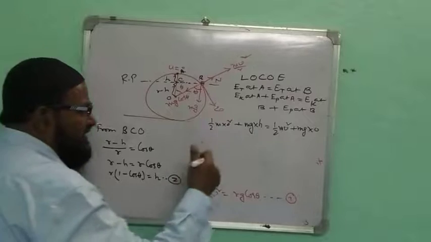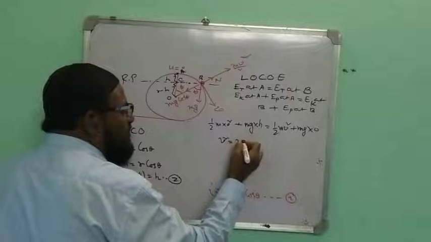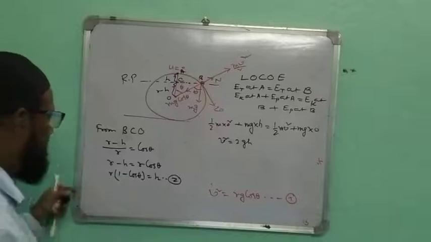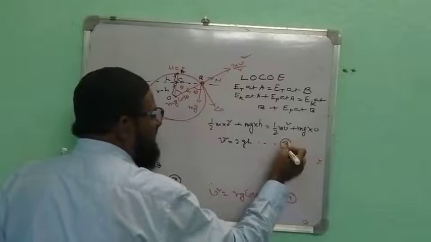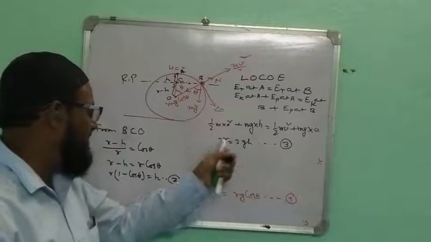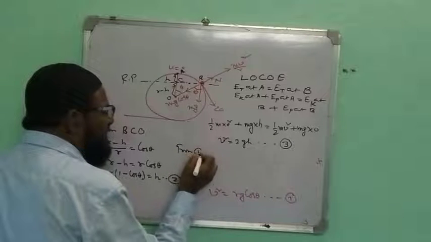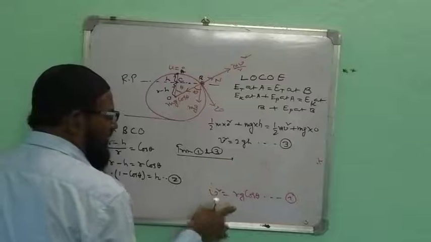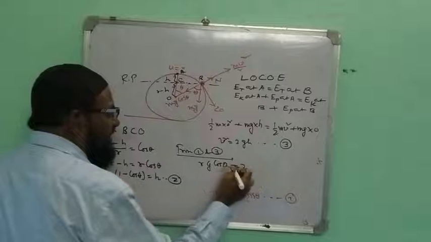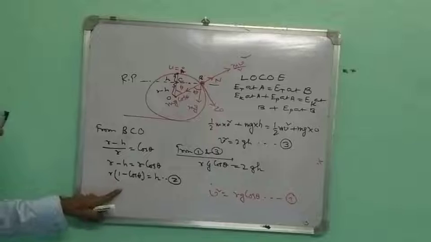Now from here, v square equal to 2gh. This is equation number 3. Now compare 1 and 3. From equations 1 and 3, we can write Rg cos theta equal to 2gh.